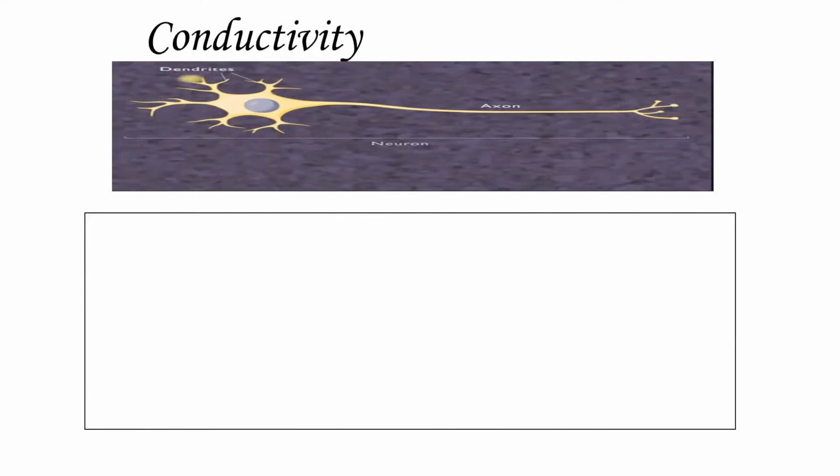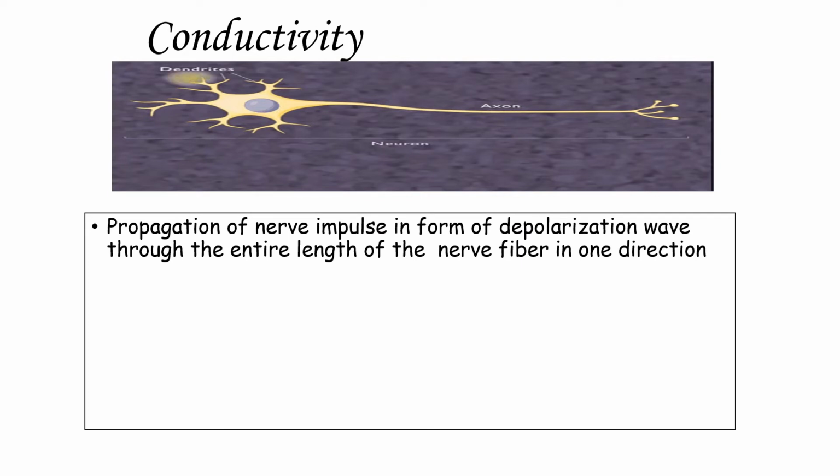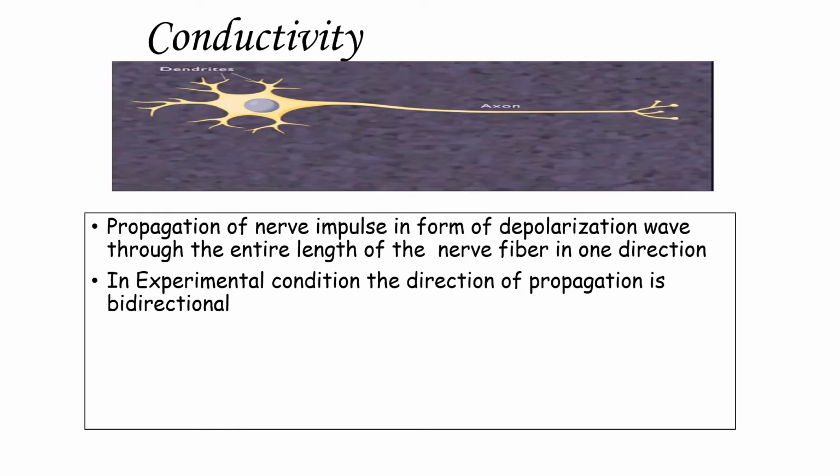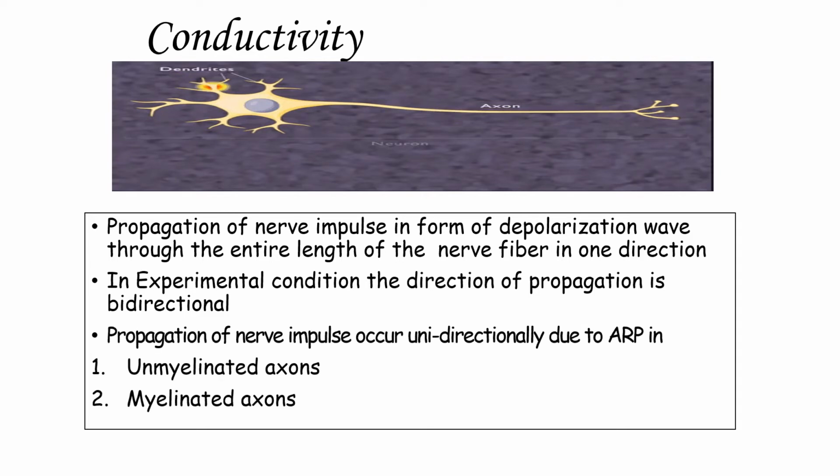Now coming to the second property of the nerve, the property of conductivity. That means an action potential that has been generated in the nerve is conducted throughout the length of the axon in one direction, that is present normally. But if we talk about experimental conditions, the direction of propagation can be bidirectional.